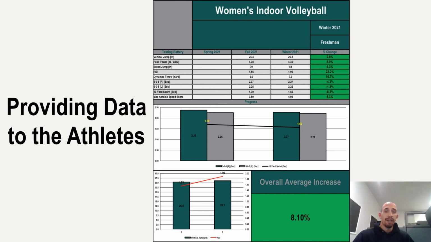So this is an athlete profile that I have provided to my women's indoor volleyball team this winter after they just went through their testing after season. So this is my most athletic volleyball player. Her vert went up less than an inch, but it went up, and her RSI skyrocketed. So looking through all the metrics, she got overall much better.